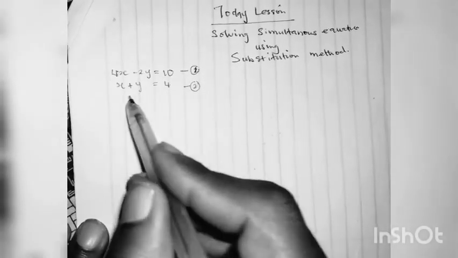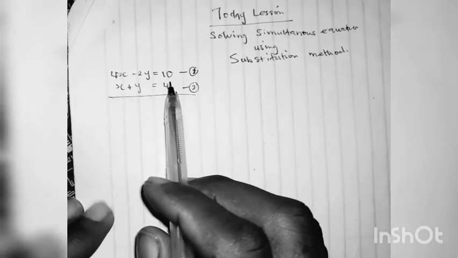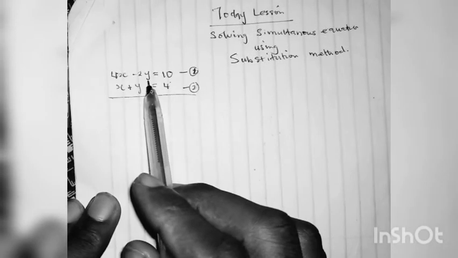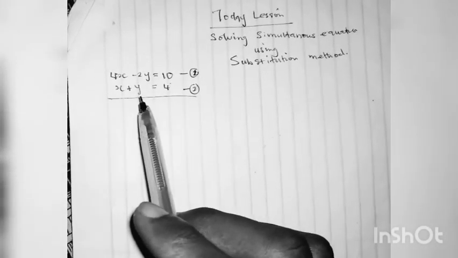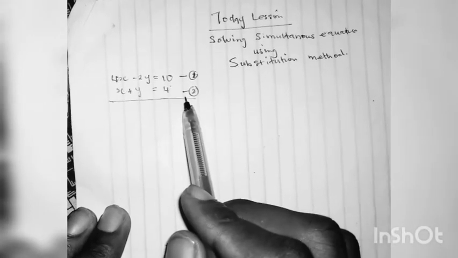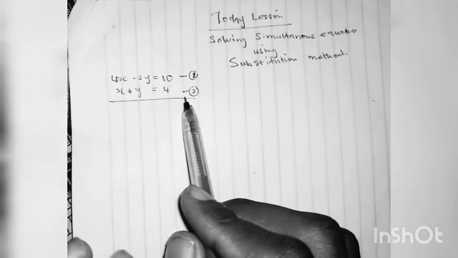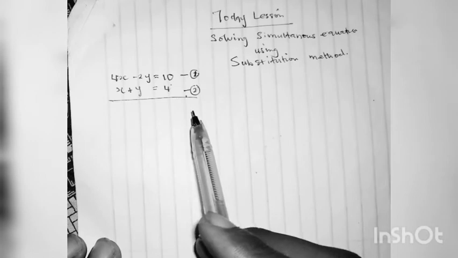Now to this lesson, we'll be looking at this equation. Looking at this equation, we see 4x minus 2y equals 10, then x plus y equals 4. In our last video, we also used the same equation for the elimination method. So we are going to solve it and also see if our answer corresponds with the previous answer in the previous video.